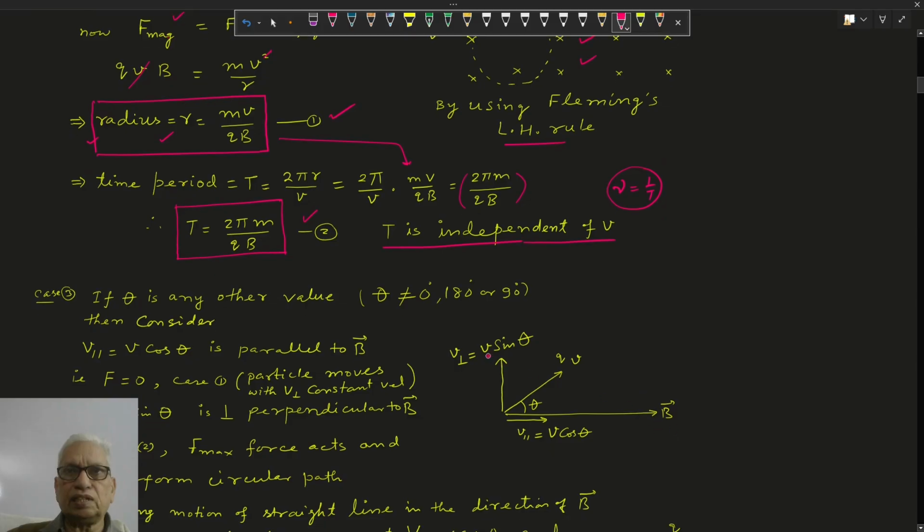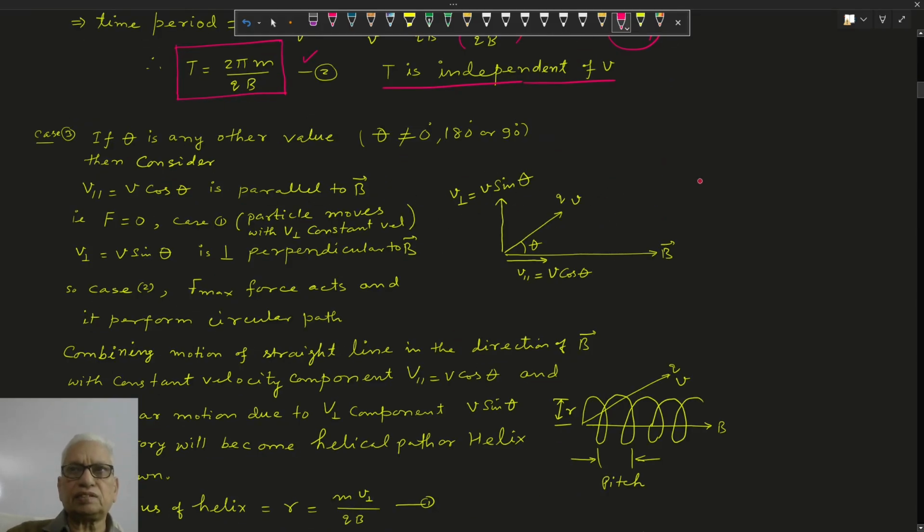Now case 3. When the velocity vector of the charged particle is making an angle theta which is other than 0 degree, 180 degree or 90 degree, because these three cases we have seen, this is theta which is different from 0, 180 and 90. Let any angle theta be not this.